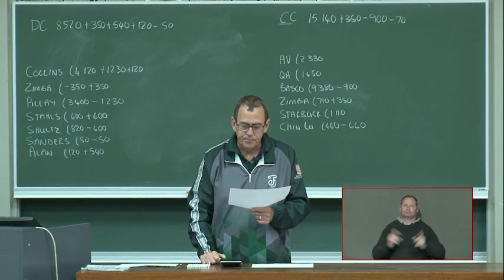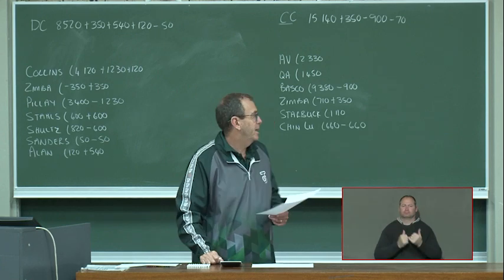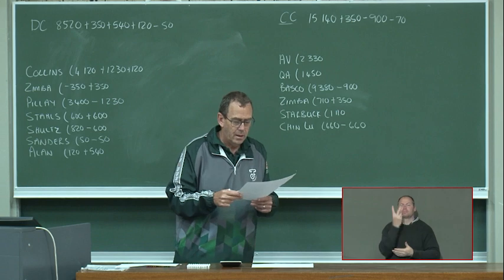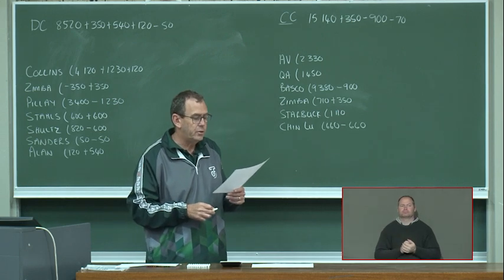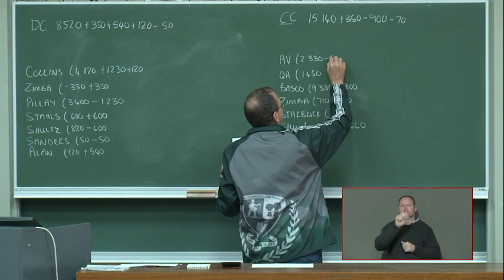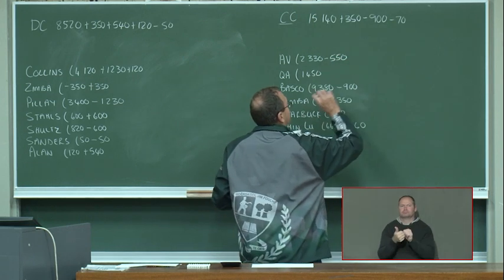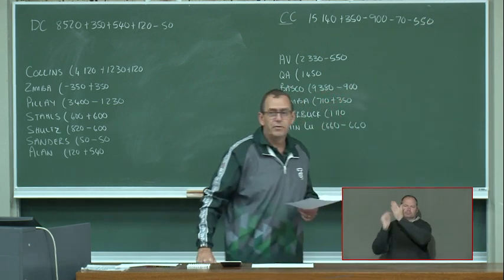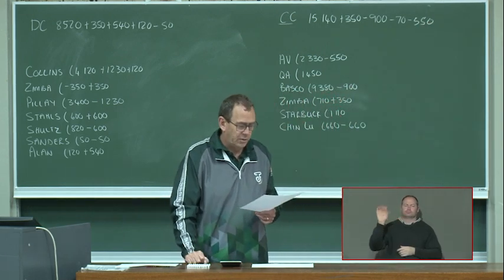Then number 10, no entry has been made. No entry, so that means both of them are wrong. Merchandise returned to AV Supplies, 550. So AV, we returned stock, we must subtract 550. Therefore, we must subtract 550 from our creditors control.